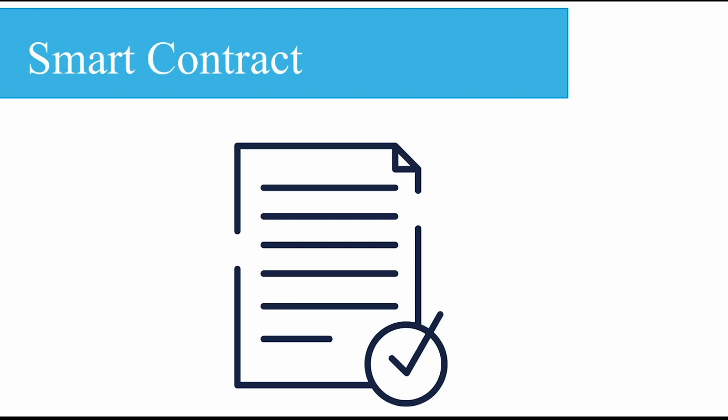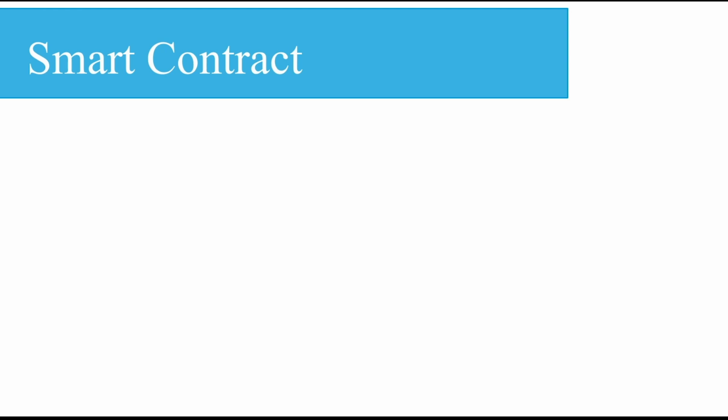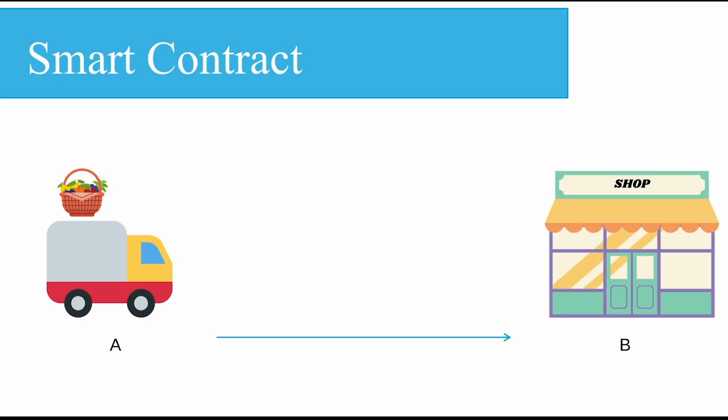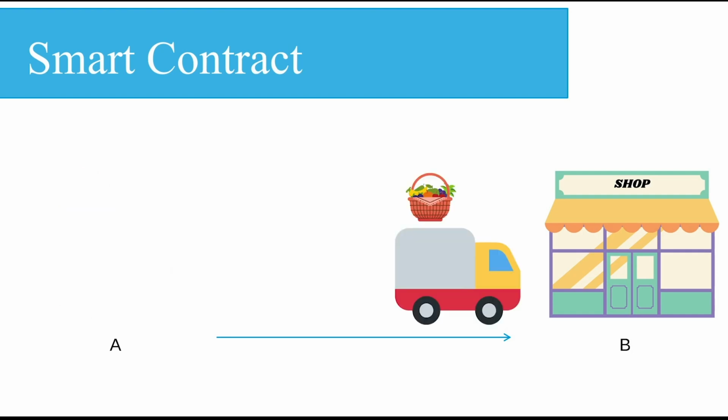So let's see this with the help of an example so that we understand this in a better way. Let's say that there are two people, A and B, where A is a distributor of fruit and B has a shop who sells fruit. A and B are in a business where A delivers fruits to B and B then provides A with a certain amount of money according to the fruit delivered by A.